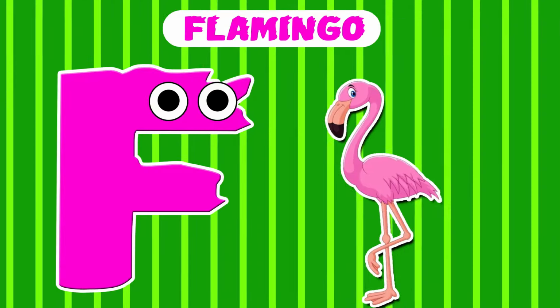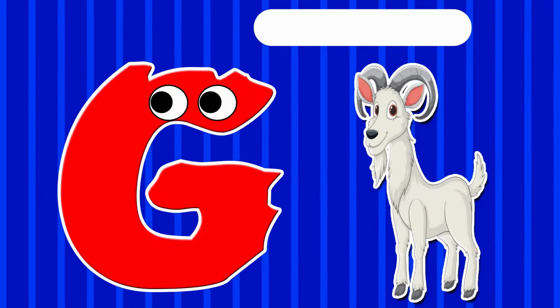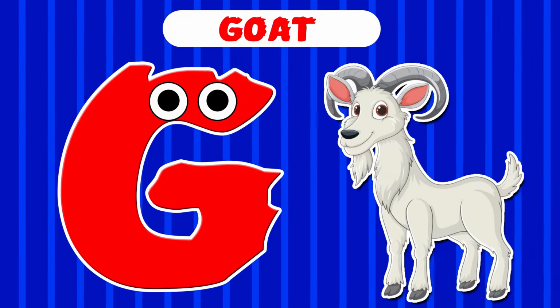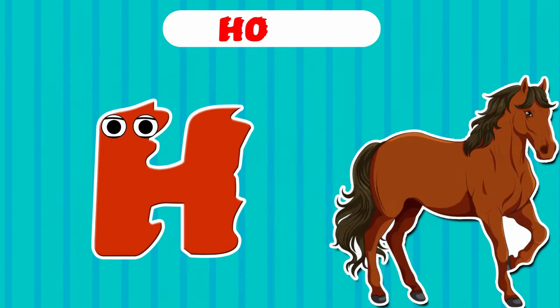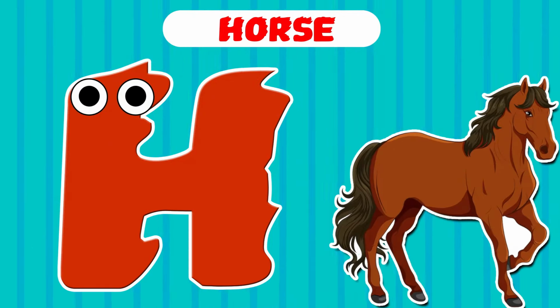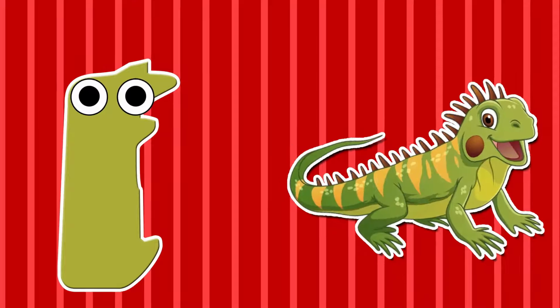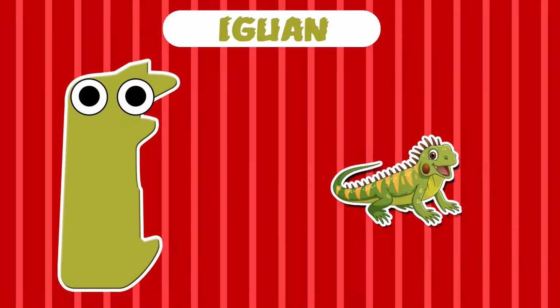G is for goat, g, g, goat. H is for horse, h, h, horse. I is for iguana, i, i, iguana.